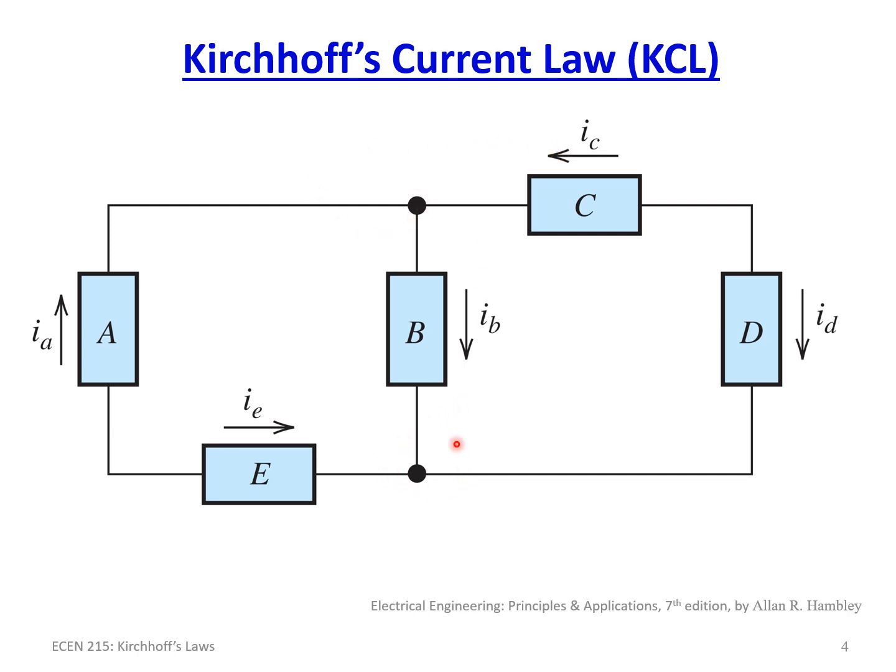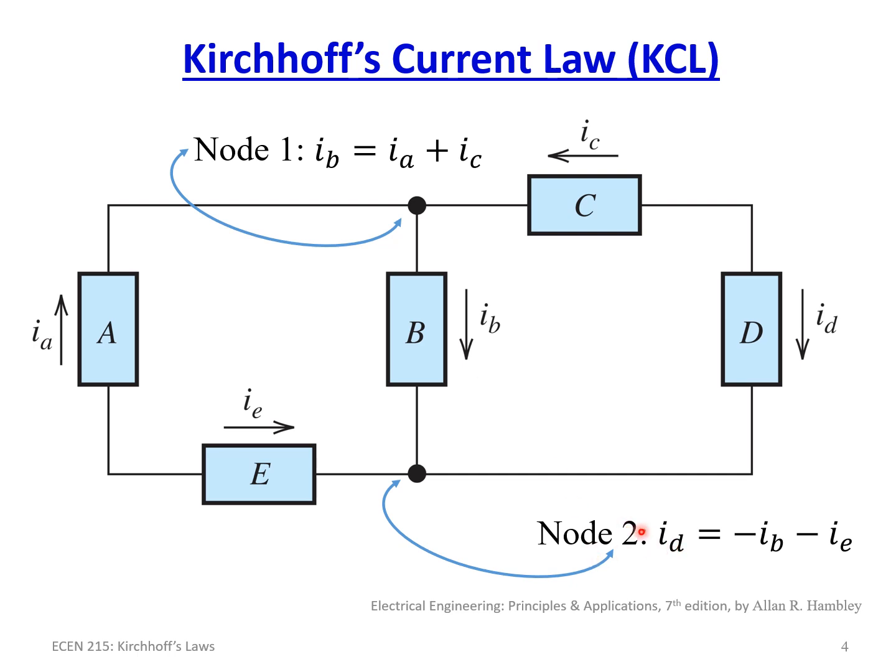And then looking at this node here, where everything connects, we have circuit elements B, E, and D connected together. Again, same convention, leaving is positive, entering is negative. We have minus IE, minus IB, minus ID equal to 0. So IB is equal to IA plus IC. And then we have ID is equal to minus IB minus IE.